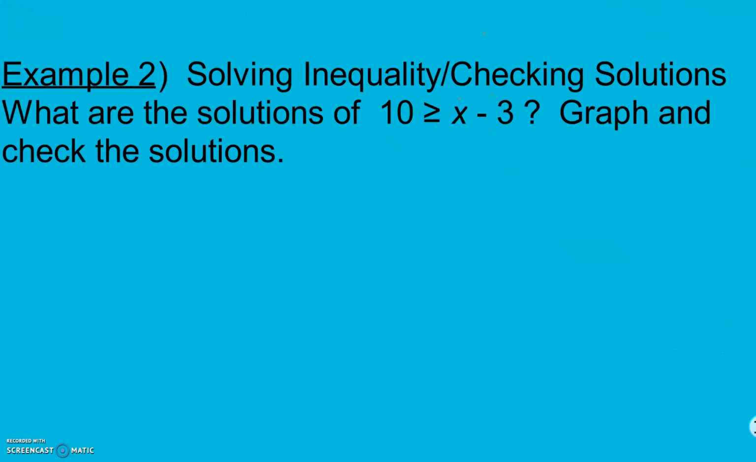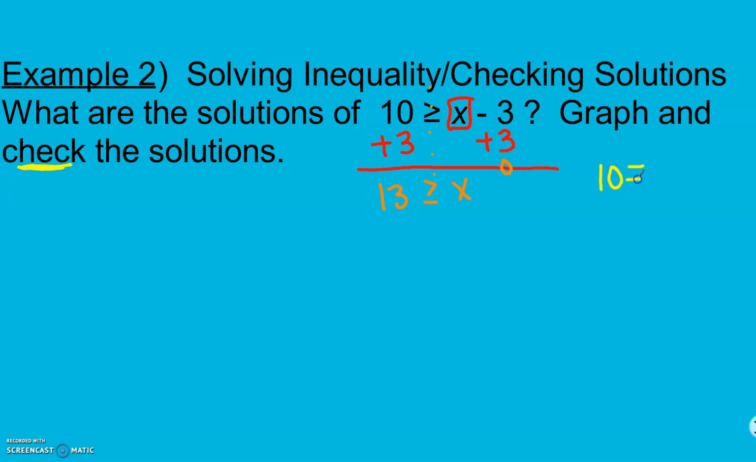Example 2. Here, my x is being subtracted by 3. We get rid of subtraction by adding. And whatever I do to one side of an inequality, I have to do to both, just like I did with equations. Here I get 13. I keep that inequality, is greater than or equal to x, because negative 3 plus 3 is 0, and x plus 0 is x.